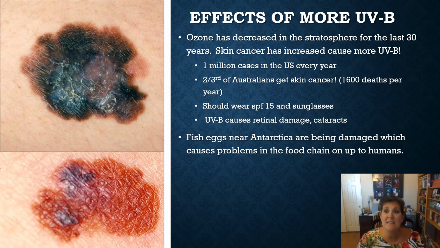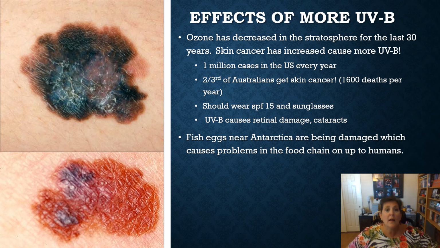And they have about 1,600 deaths per year from skin cancer. So you definitely need to wear SPF 15 and sunglasses to protect yourself from skin cancer, especially if you go to Australia. UVB can also cause retinal damage and cause cataracts in your eyes. So that's why we need to wear the sunglasses.